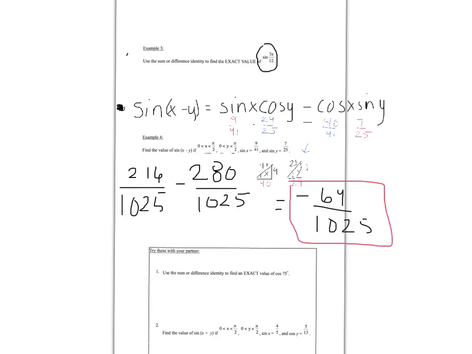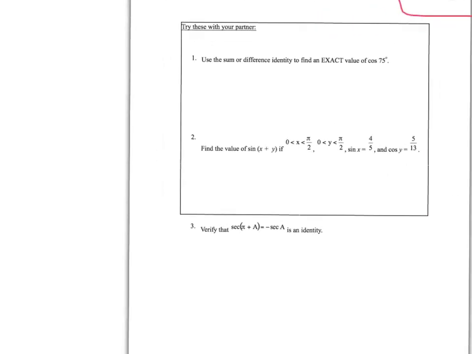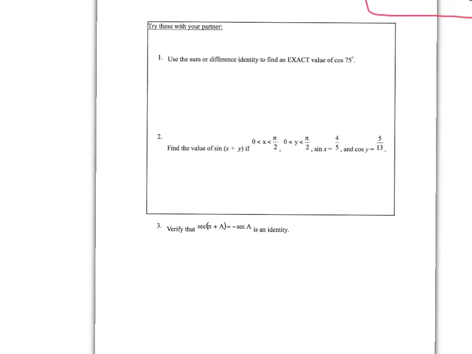So let me know if you have any questions. I would like you on Monday when I'm gone, because I'm out, to do the try these. You need to work on those, and I will be telling the substitute that you need to do those. There's one of each kind of problem, so you're going to figure out what adds to 75 that you could use. Hint, hint, nudge, nudge. It's very similar to a cosine of 15. And then you're going to do example 2, which is just like the example we did.